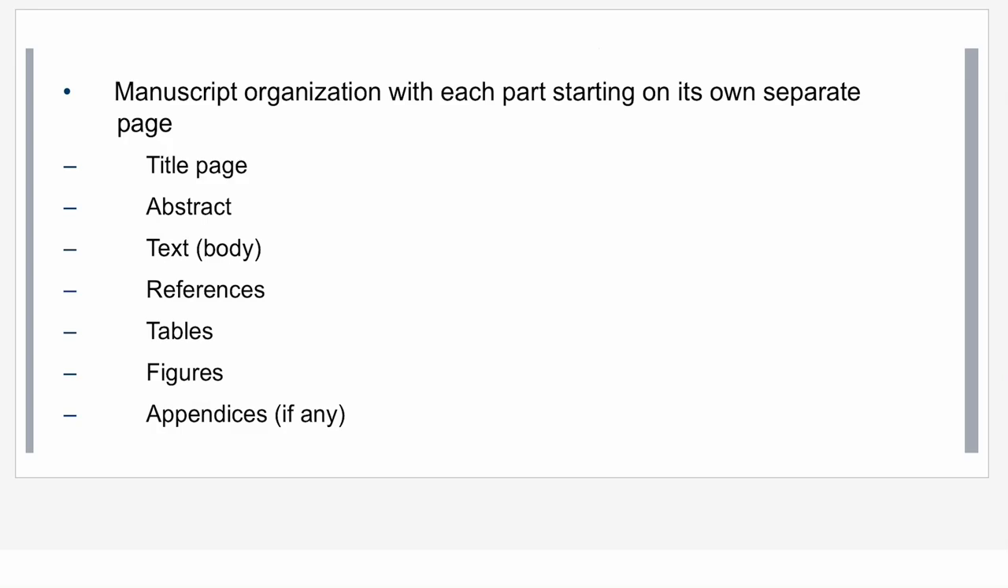Whenever the body of the paper is done, you start a new page, and that will be your references page, with references at the top and the list of all your references in alphabetical order by the first author's last name. Any tables will be after that on a new page. Any figures will be after that on a new page, with captions for those figures. And then if there are any appendices that you referenced in your paper, those would be last, again on a new page.